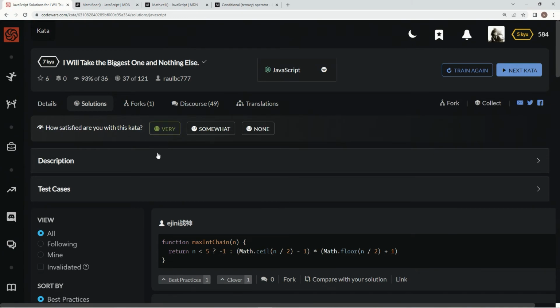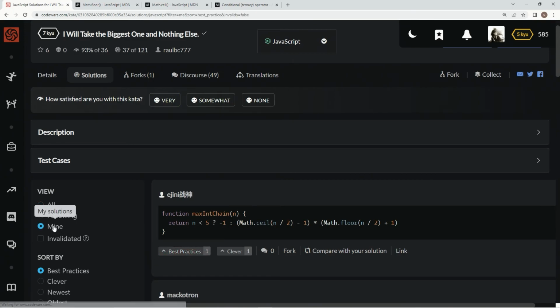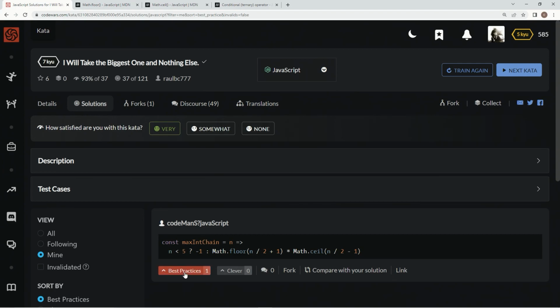All right, very much like this one, and it pretty much looks exactly like this one here. Just different orders, but whatever. Anyway, best practice on this one, not this one. Let's go to mine. Best practice on this one, all right?